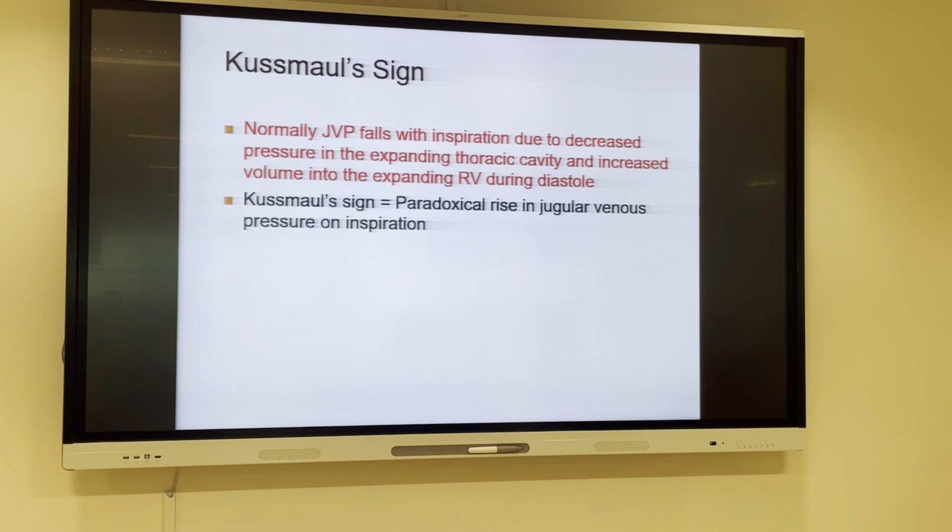That's Kussmaul sign. It happens in constrictive pericarditis, but it also happens in another very important condition: right ventricular failure, for example with an inferior MI causing RV failure. That's important because you don't want to give these patients nitrates. With RV failure, don't give nitrates. Okay?